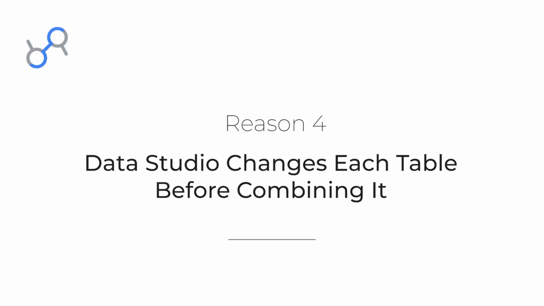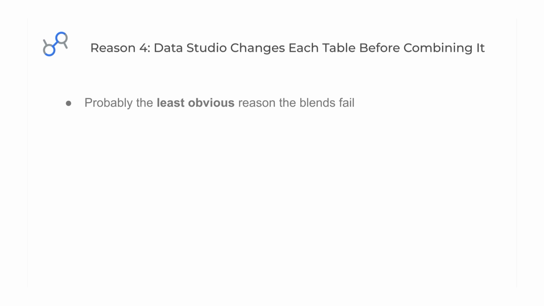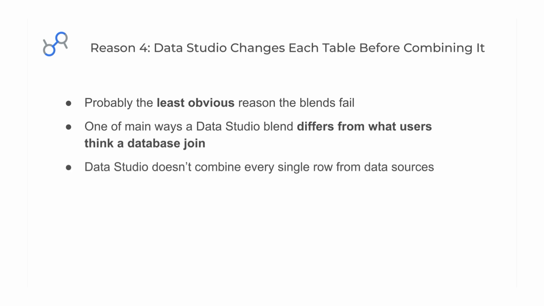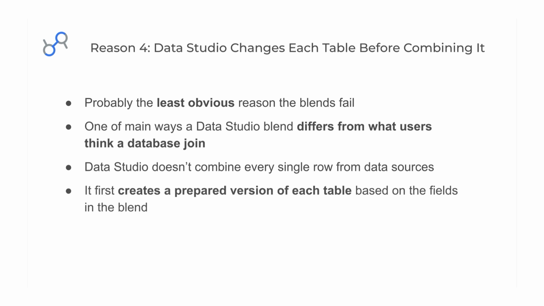Reason 4. Data Studio changes each table before combining it. This is probably the least obvious reason why blends behave strangely, and it's one of the main ways a Data Studio blend differs from the simple mental picture many users have of a database join. Data Studio doesn't necessarily combine every original row from your data sources. It first creates a prepared version of each table based on the fields you included in the blend.